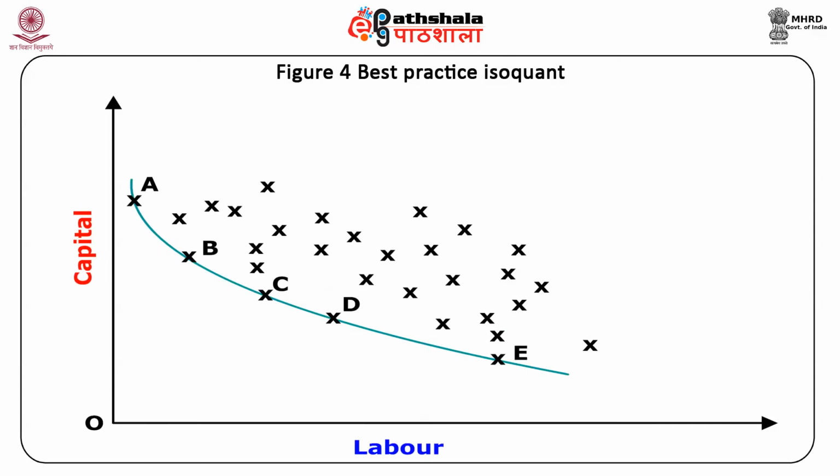Second, the best practice isoquant can be obtained by plotting the labor and capital required per unit of output of the existing plants. The innermost points available from the plot, when joined, give the best practice isoquant passing through the points A, B, C, D, and E as given in figure 4. Data envelopment analysis, known as DEA, which uses linear programming techniques, can also be used to achieve the best practice isoquant.